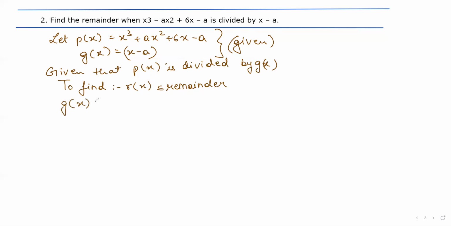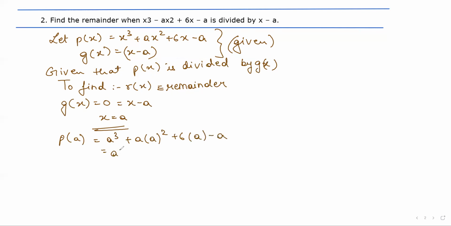What does this mean? Your p of x is given and you are dividing it by x minus a. You have to equate g of x with 0, so x is equal to a. If this is the case, then p of a will be equal to a cube plus a into a square plus 6 into a minus a. This is a cube plus a cube plus 6a minus a, which means plus 5a. We're left with 5a. This is the remainder.